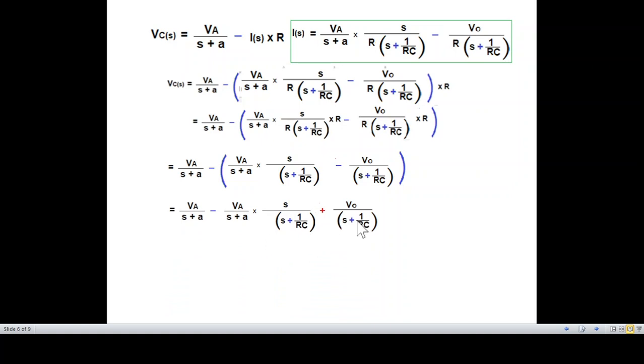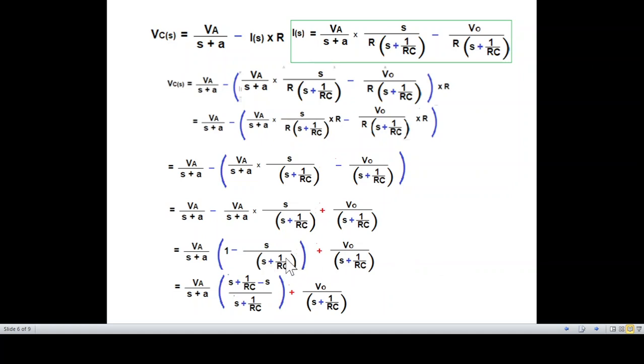Now what we will do is, if you open the bracket, this term will become positive. And bring positive first. Sorry, we take common from both of these. VA over S plus 1, so it is 1 minus S divided by S plus R3. Plus this term remains here.